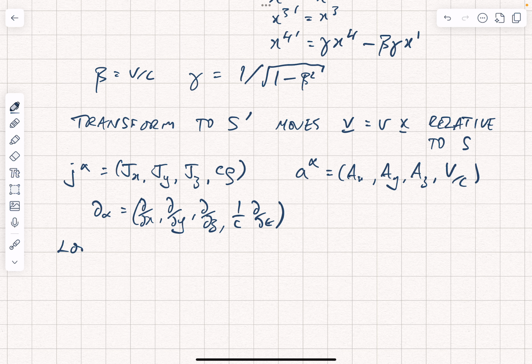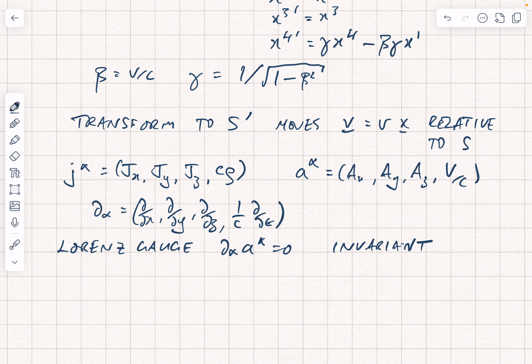So you can, for instance, find that the Lorentz gauge, which can be written as d alpha, A alpha is equal to 0, is invariant. So if you're working with a solution that fits the Lorentz gauge in one reference frame, it works in all other reference frames. We also had the rather lovely realization that you can write essentially all of electromagnetism as the following equation. Box A alpha is minus mu naught J alpha, where box is defined as d alpha, d alpha, which is just del squared minus 1 over c squared, d2 by dt squared.